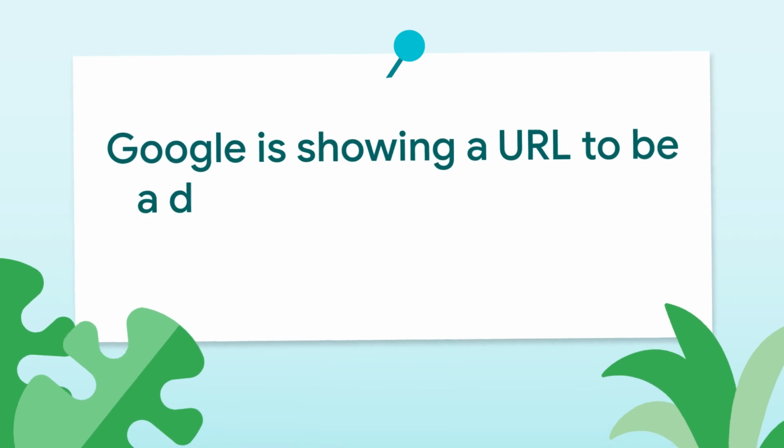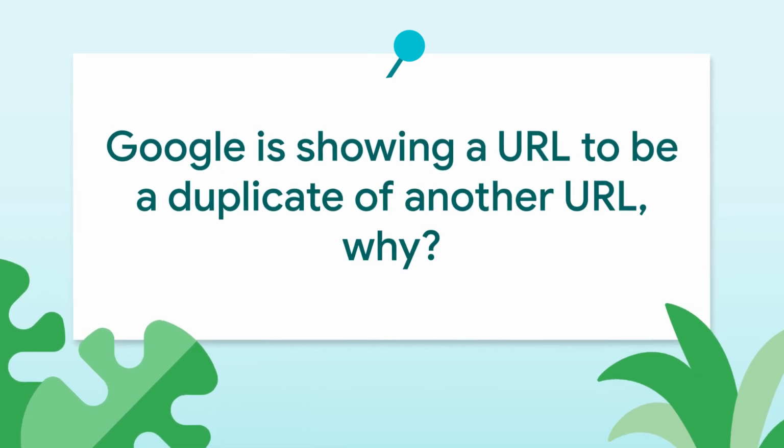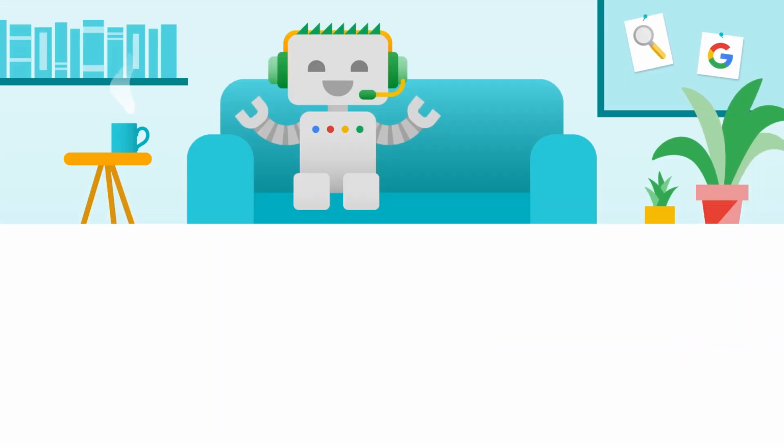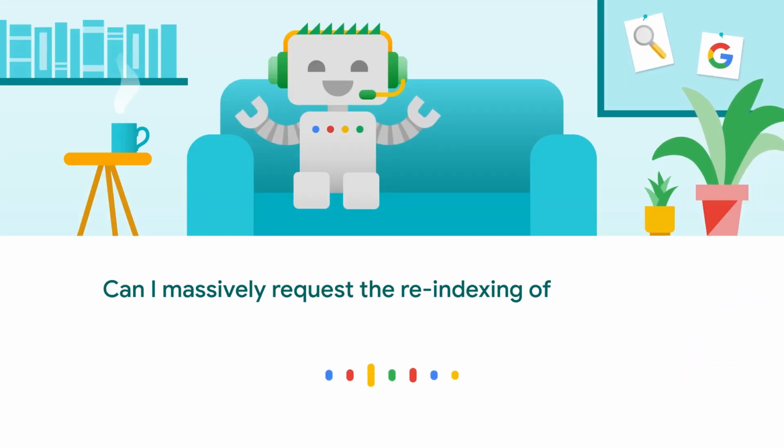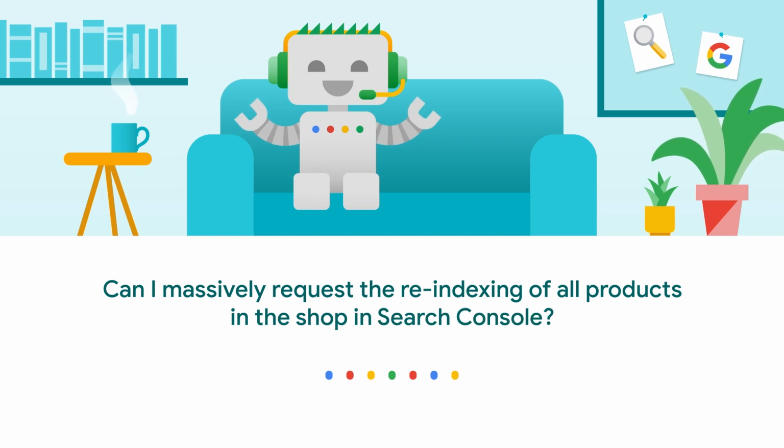Lori is asking about duplicate URLs. Google is showing a URL to be a duplicate of another URL. Why? Well, if you sign into Search Console, the data you get can shed light on why a particular URL is considered duplicate. But just to blindly answer, we consider two URLs to be duplicate because they were at one point duplicate, or at least near duplicates. You can use your favorite search engine to search for our documentation on fixing canonicalization issues for tips on fixing your problem.